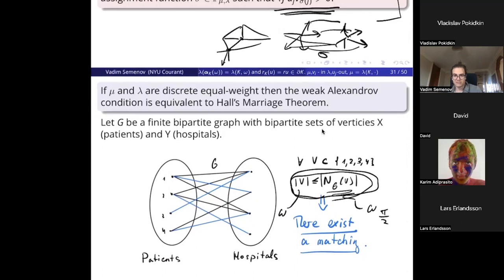And this is a very simple and interesting fact. I don't think Aleksandrov realized this when he was writing the Aleksandrov condition down, because he didn't have this discrete setting of it.